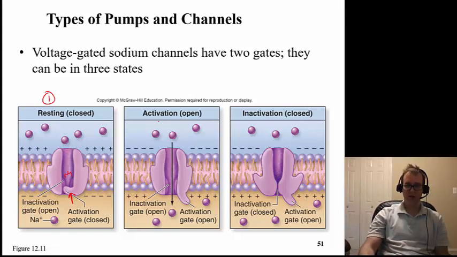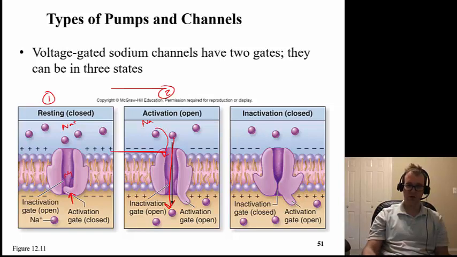You can see here, the second state is the activation state. During the activation state, the inactivation gate is still open, and the activation gate is also open. Now this means that substances can go through freely. There's nothing preventing them, and they're going to go down their concentration gradients. If this is a specific sodium channel, it's not going to allow any other ions to go back and forth, just sodium. So if sodium is typically on the outside of the cell, whenever this gate is open, that sodium is going to be able to go into the cell.